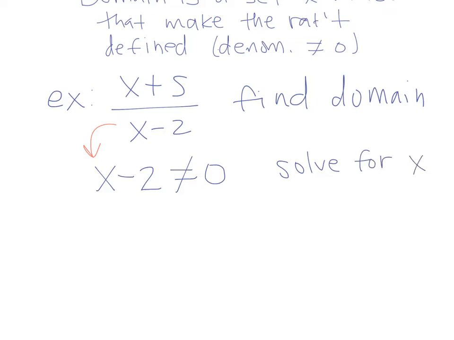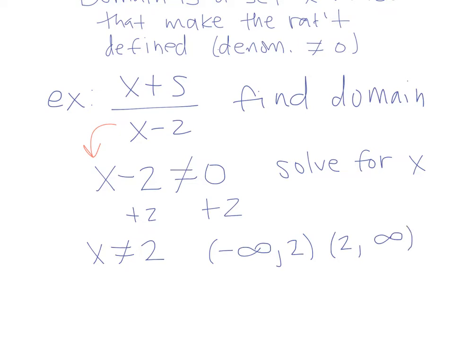To solve that, we add 2 to both sides. And so we get x not equal to 2. Okay, so that is the domain. It's all values except for 2. In set notation, we would write that as negative infinity up to, but not including 2. And then, in addition to that, we would have from 2, but not including 2, up to infinity.